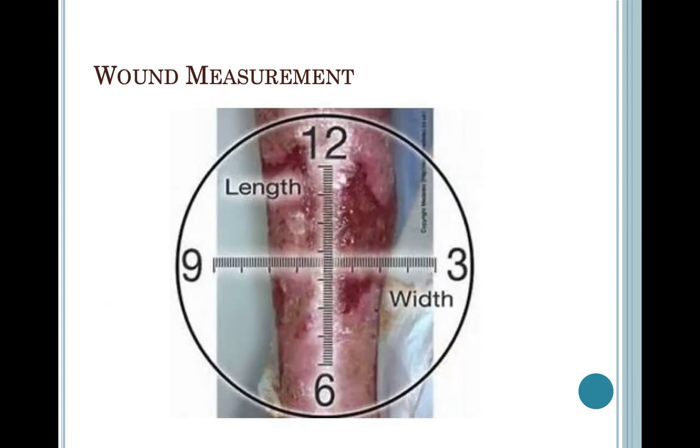So here's an example of the use of what we call the clock method for wound measurement. The clock method refers to using the longest portion of the wound from the 12 to 6 o'clock position to measure the wound length, and then placing the measurement instrument perpendicular to that 12 to 6 position, and then measuring the widest portion of the wound from 9 to 3.